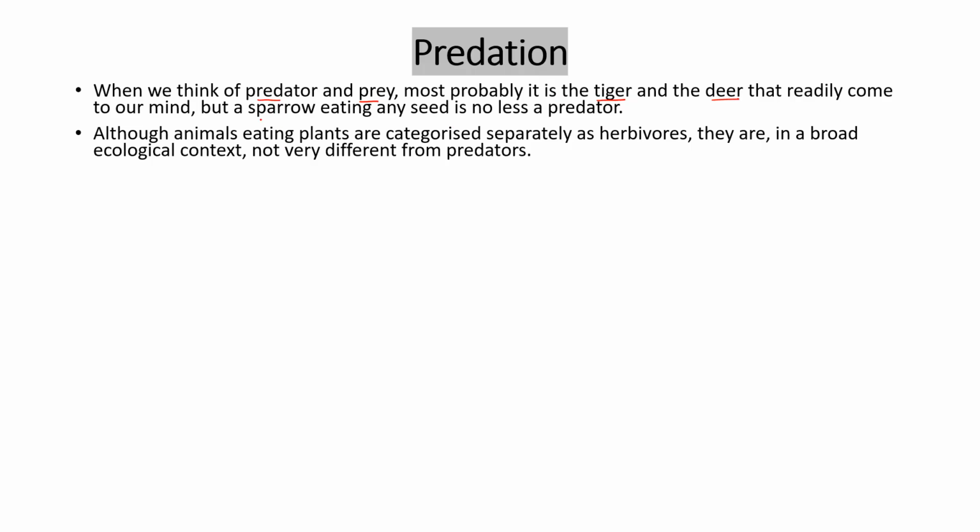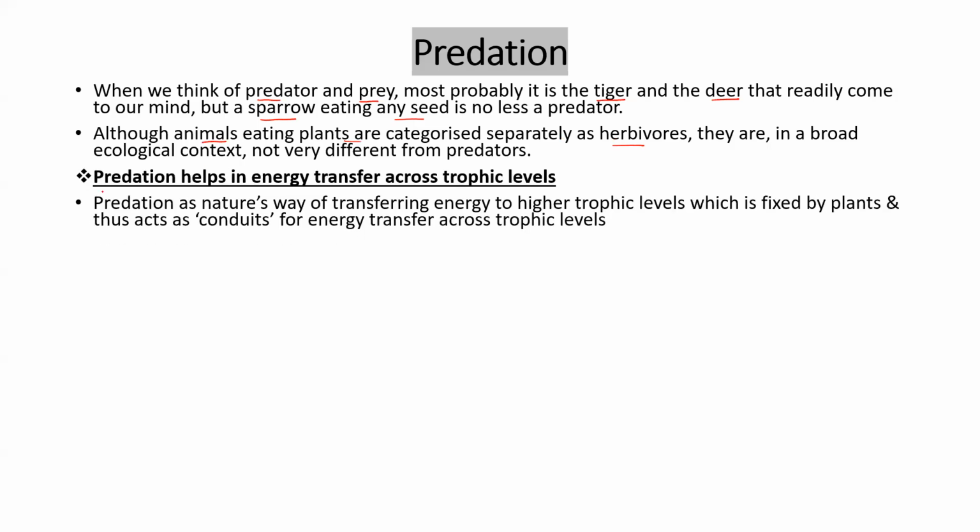If you see, when a sparrow is eating any seed, that is also a type of predation going on. If animals are eating plants, we call them herbivores, but according to ecology, we will call them predators only. Now, what are the roles predation is doing?